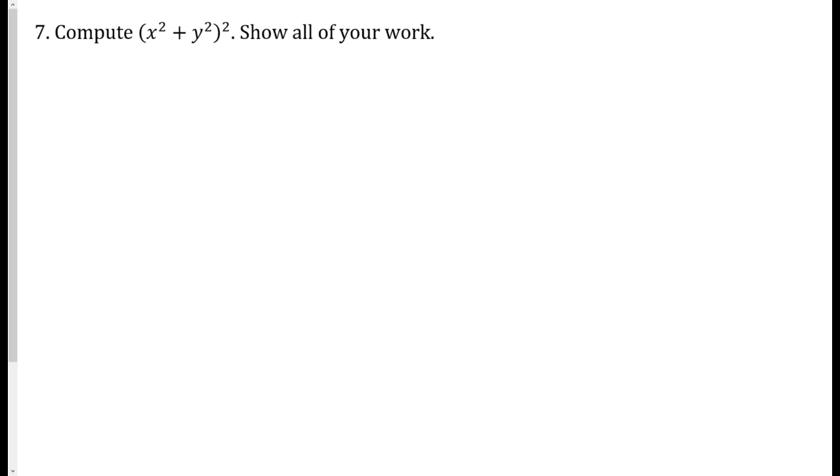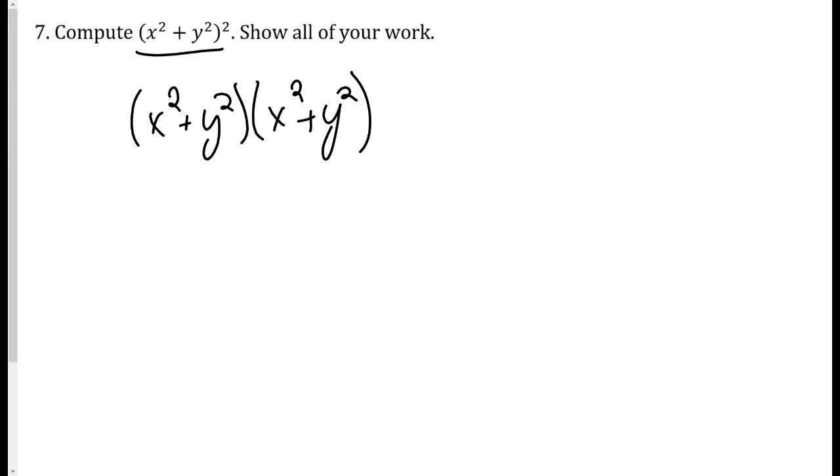Compute (x squared plus y squared) quantity squared. Show all your work. So what does it mean to square something? It means to multiply it by itself. Hopefully you have that concept mastered now. I'll use the distributive property to multiply these two binomials.